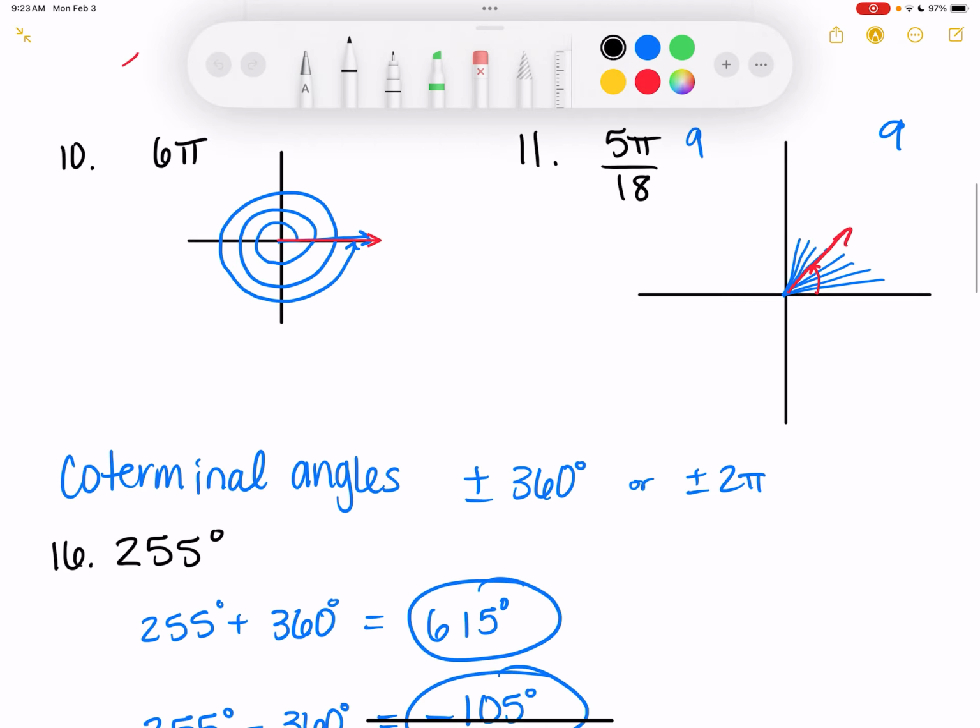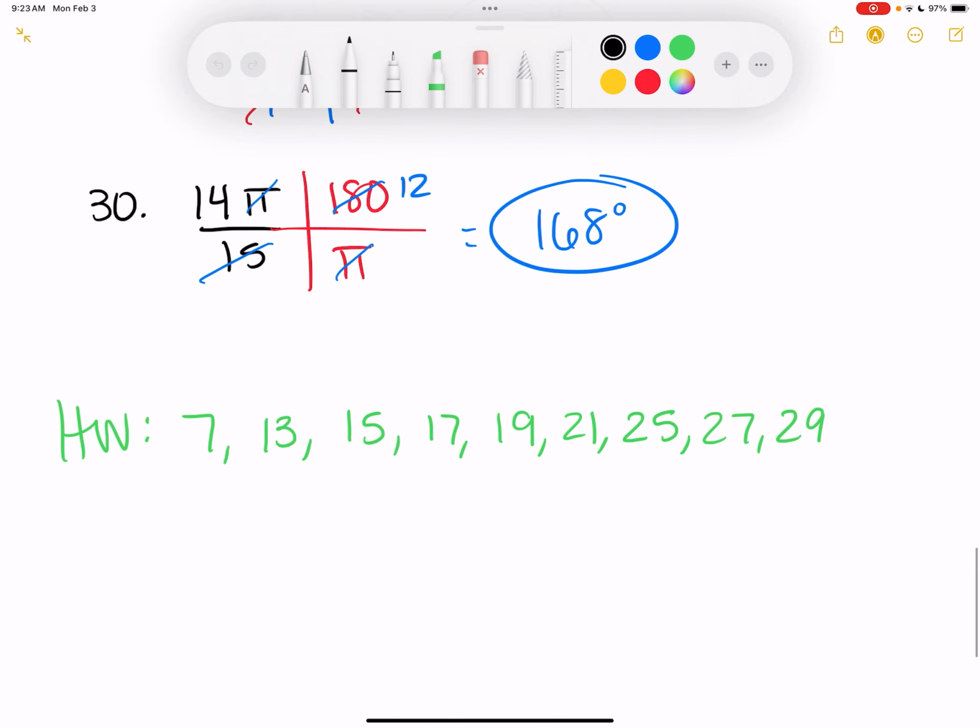Alright, so picking up where we left off, the next thing we were doing is arc length and area. Somebody tell me what the formula for arc length is. S equals R theta. What does theta have to be in? Radians.